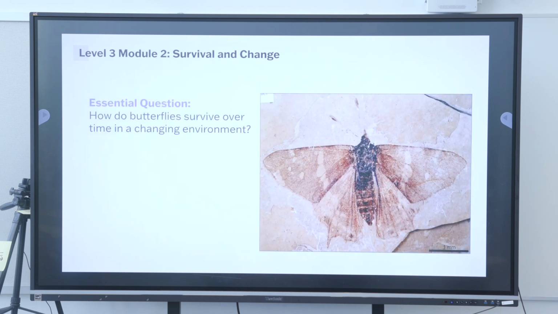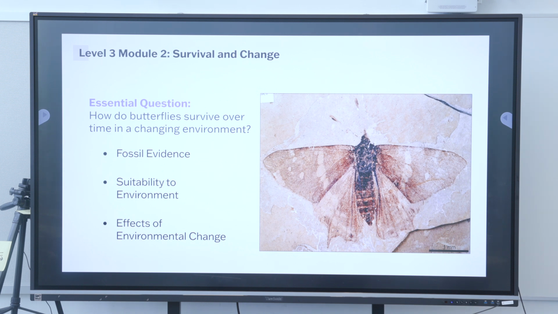To answer the essential question, students explore 3 overarching concepts. First, they examine fossil evidence to gain insight into past environments and their inhabitants. Then they conduct investigations and analyze data to understand what makes an organism suitable to a particular environment. Finally, students learn that when environmental conditions change, some organisms thrive while others move away or die. With this knowledge, students realize that butterflies have characteristics that help them survive in changing environments over many millions of years.